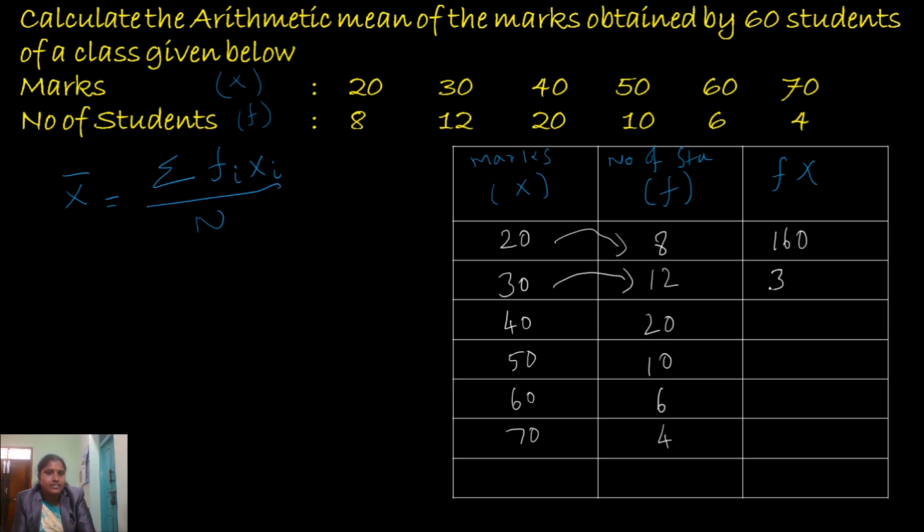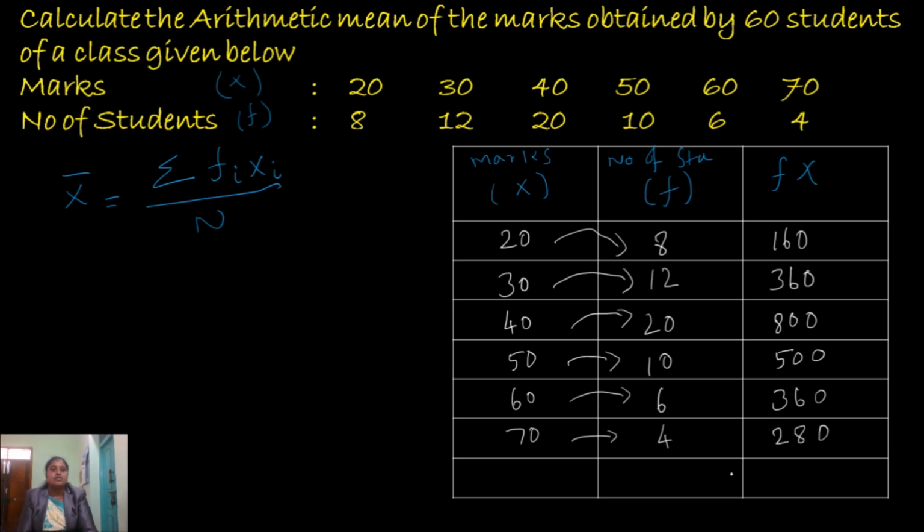30 into 12 is 360. 40 into 20, 40 multiplied with 20, we get 800. 50 into 10, when 50 is multiplied with 10, we have 500. When we multiply 60 with 6, we have 360. And when we multiply 70 with 4, we have 280. Since they are very small numbers, let's multiply manually.